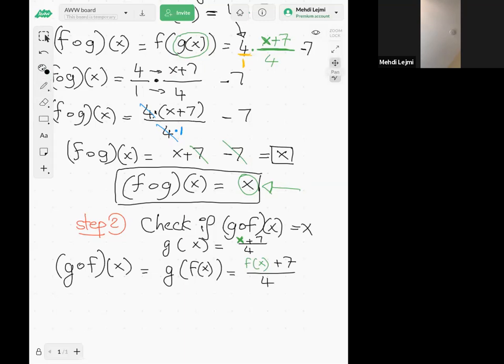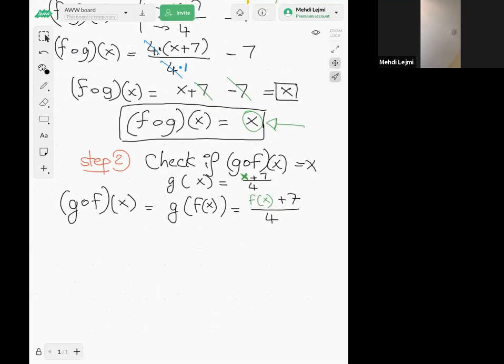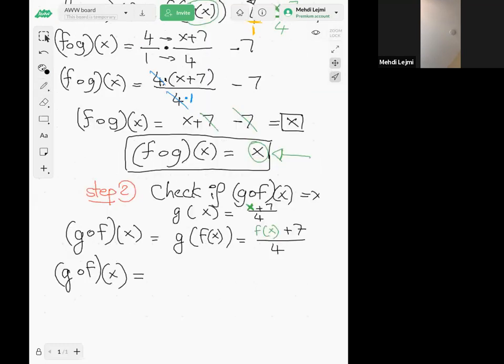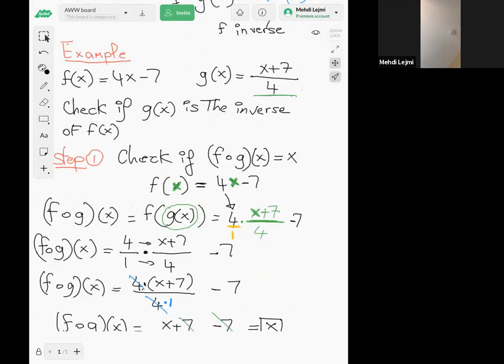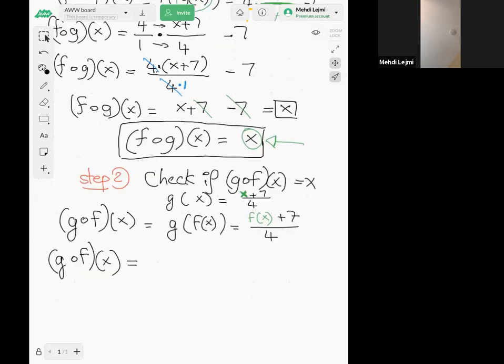Okay, so let's compute this. This is g composed with f of x, and we said it's f of x plus 7. F of x here is 4x minus 7. So we have 4x minus 7, that's my f of x, and then I have plus 7, and then I have to divide by this 4 here.